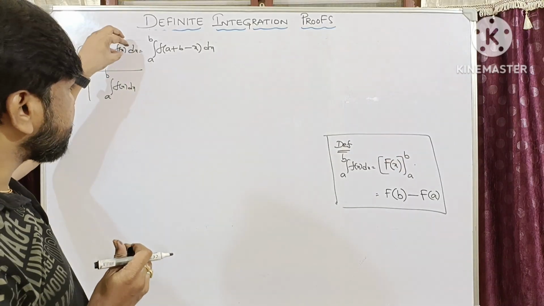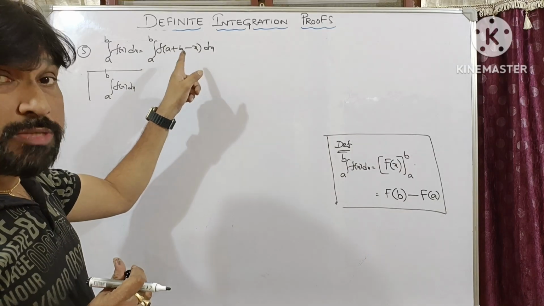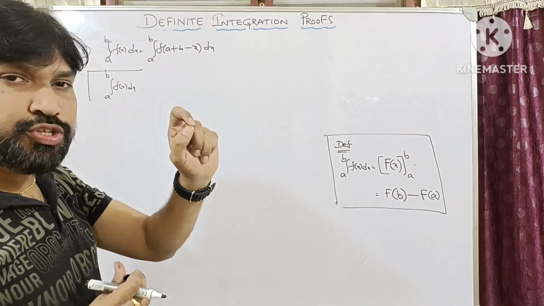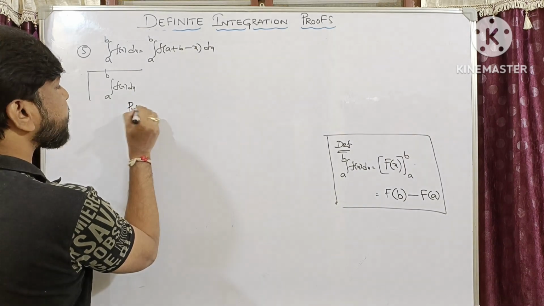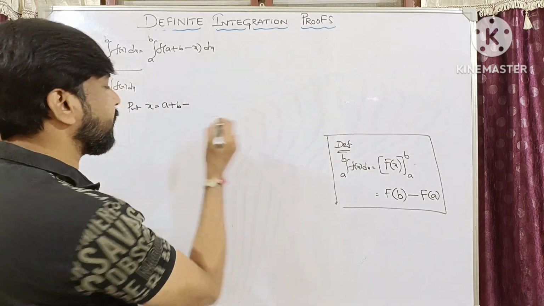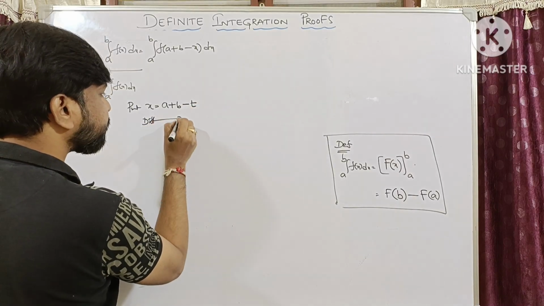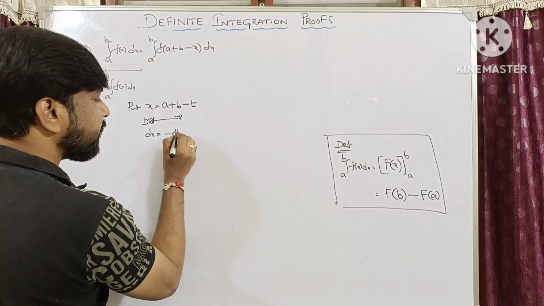Definition applies when this is f of x and this is also f of x. But here this is f of x and this is f of a plus b minus x dx, so this time it is substitution, and that substitution is also very clear. What is the substitution? Can you guess? Put x equal to a plus b minus t, taking t in place of x. Differentiate with respect to x: dx is equal to the constant a's derivative 0, b's derivative 0, minus dt.